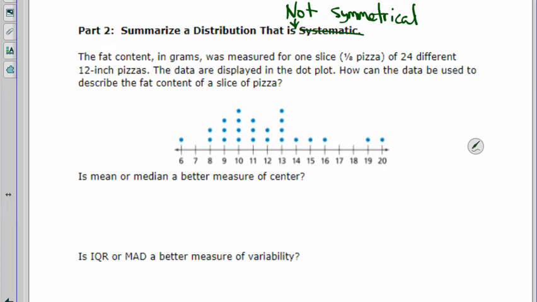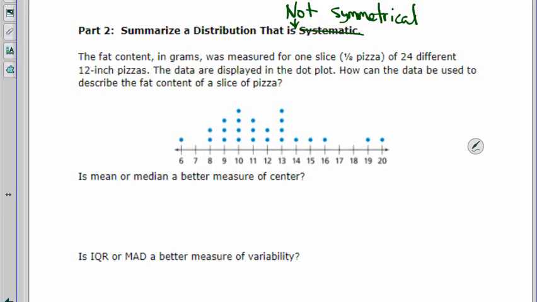All right, we're on to part 2, and you can see I made a correction here to your packet. That's because of spell check. You gotta love it. Summarize a distribution that is not symmetrical. That's what we're looking for, not systematic. So there we go. The fat content in grams was measured for one slice of pizza, that's 1/8 of a pizza, of 24 different 12-inch pizzas. And we have some data displayed on this dot plot. And we want to know how the data can be used to describe fat content for any slice of pizza. In other words, your typical slice.